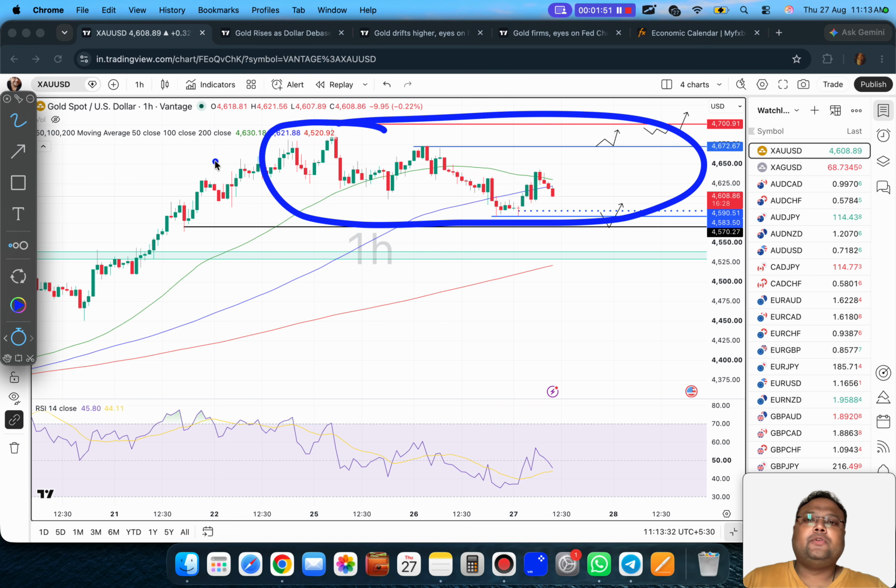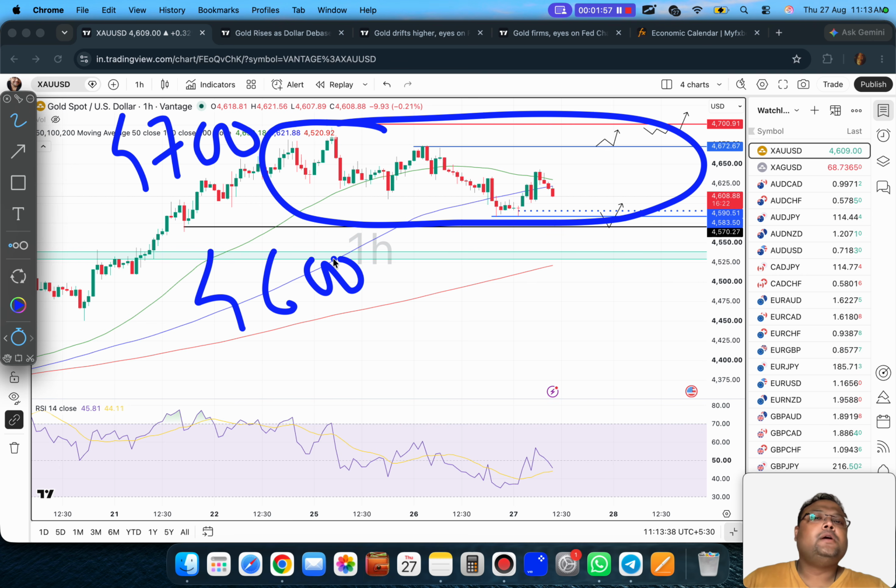And what is the range of gold right now? The range of gold is 4700 and then 4600. In simple words, to continue the upside bullishness, gold needs to cross 4700. If it fails, then obviously the sideways market will continue.